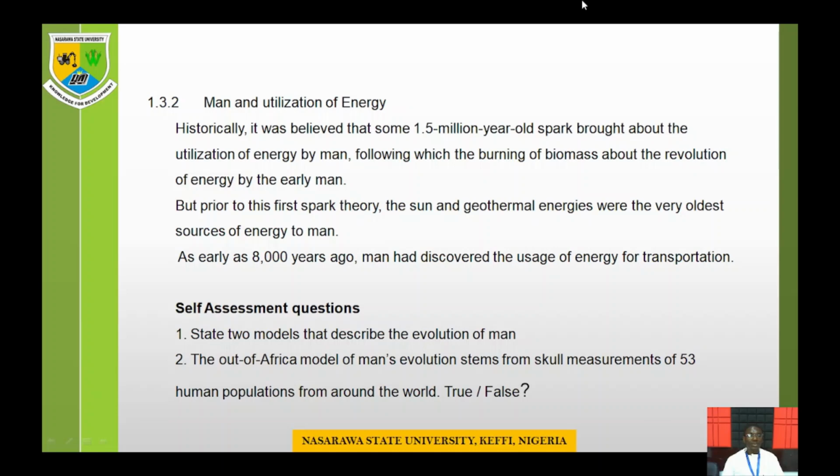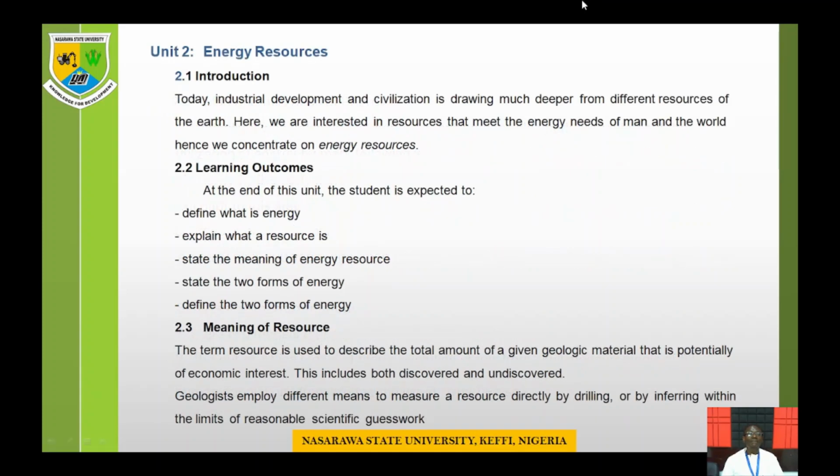We expect you to attempt some self-assessment questions. State 2 models that describe the evolution of man. And the Out of Africa model of man's evolution stems from skull measurements of 53 human populations from around the world. True or false? Just some exercise for you there.